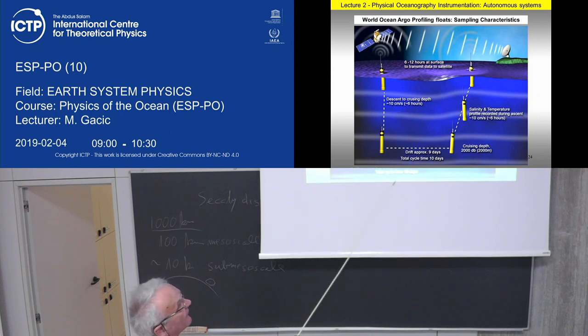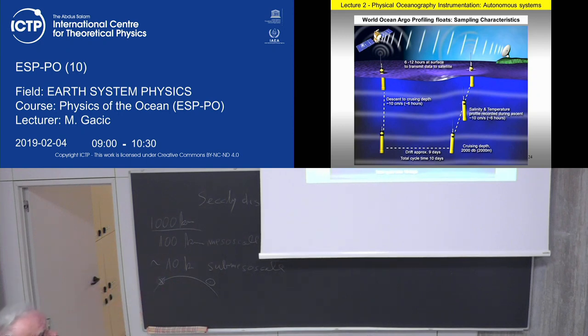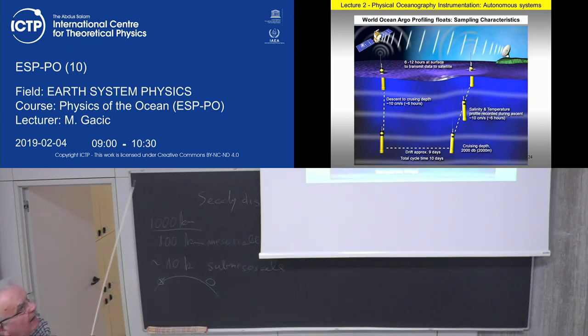On its way up, it records the temperature, salinity and so on, and sends it via satellite to the data collecting station. Obviously at the surface it stays about 6 to 12 hours to transmit the data to the satellite. That means that at the surface there is also a certain drift of the instrument, which has to be taken into consideration when calculating the speed at the cruising depth.